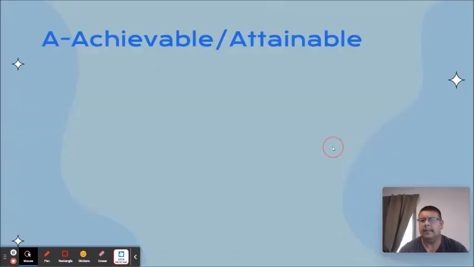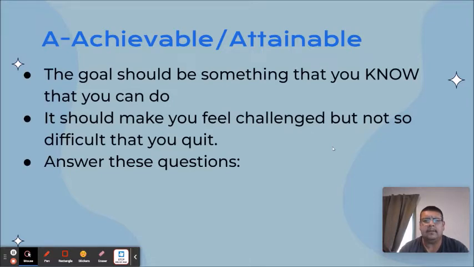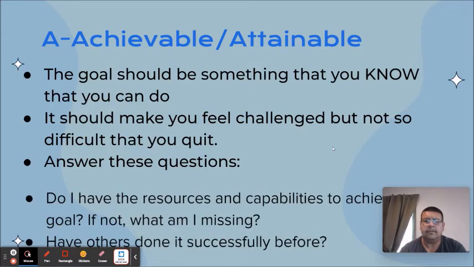Achievable or attainable. That's what the A stands for in SMART. Now, the goal should be something that you know that you can do. Don't set any goals that you feel that you cannot accomplish or achieve. It should make you feel challenged, but not so difficult that you quit. So when setting up an achievable goal, make sure that you answer the following questions. Do I have the resources and capabilities to achieve the goal? If not, what am I missing?